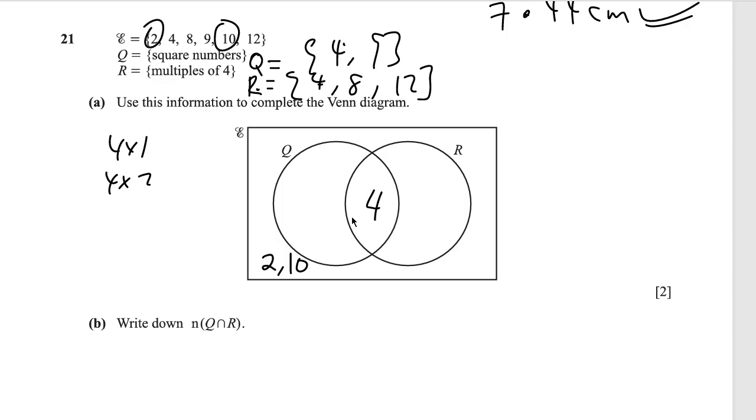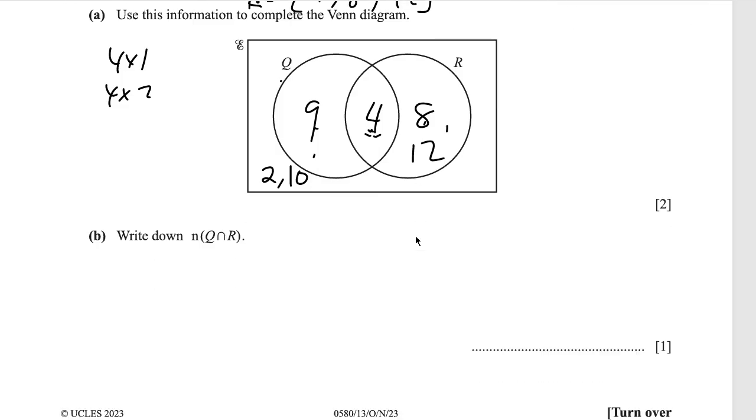So that's here. And then what we have here is 9, right? What we have here is 9. And then over here, what we have here is 8. And then we have 12 also, right? So this is completed. This is 4. That means 4 is in both Q and R, right? And this is Q, which has 4 and 9. This is R, which has 4, 8, and 12, right?